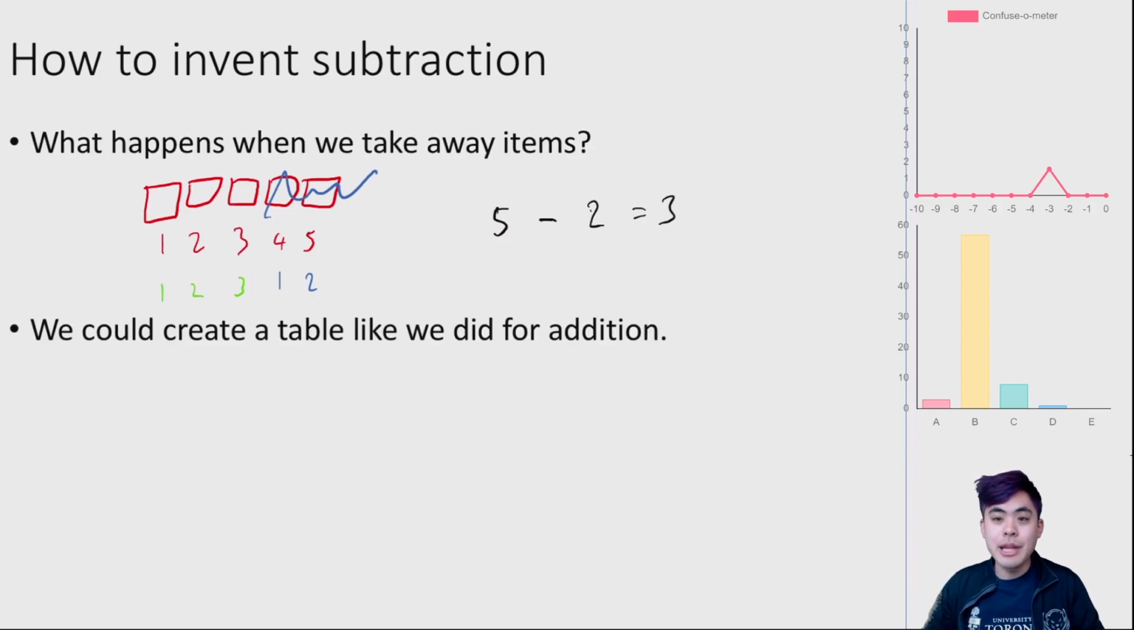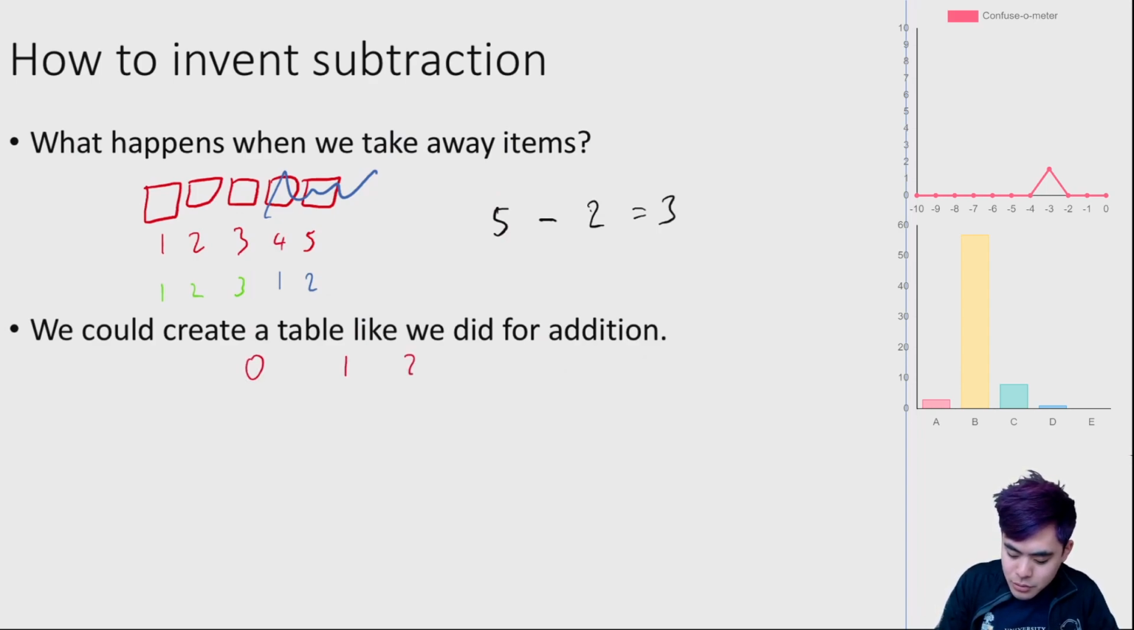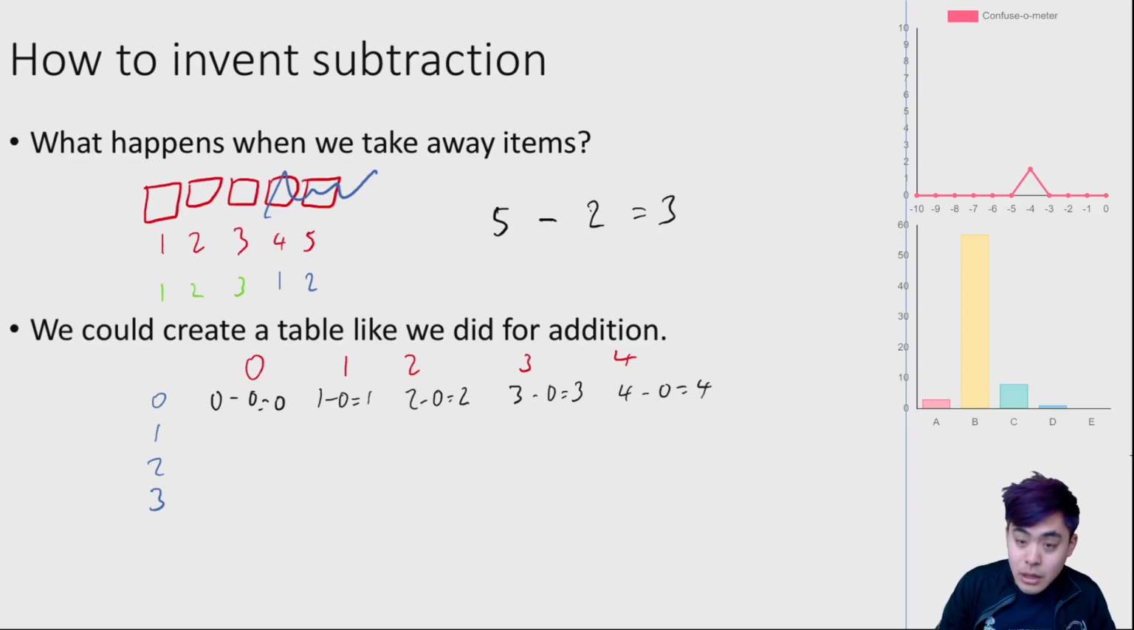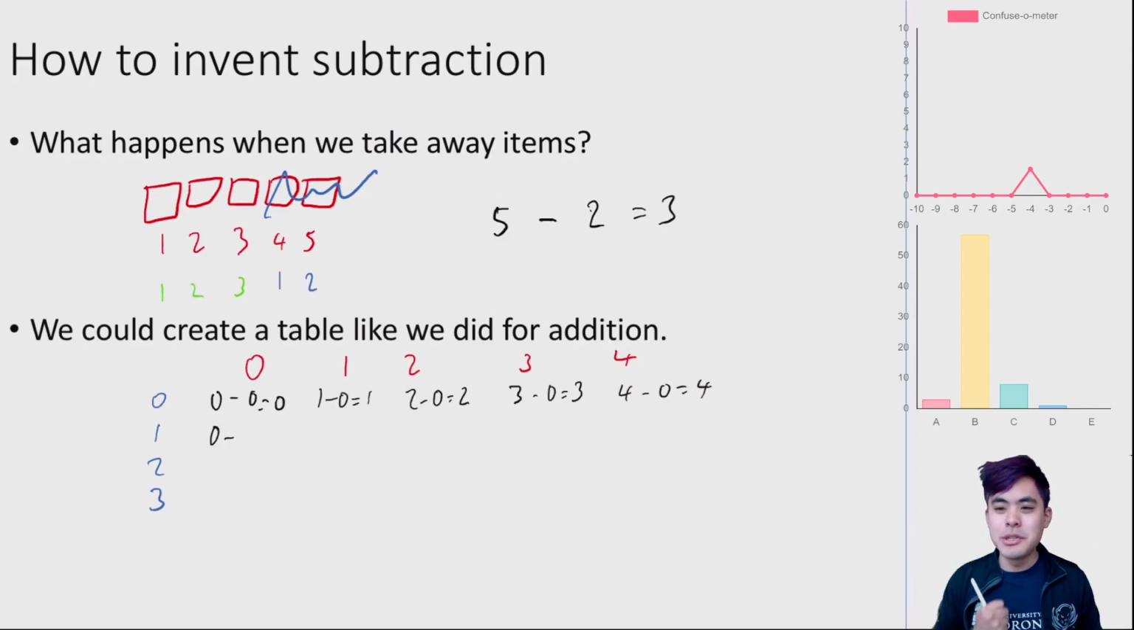So we can create a table like we did for addition. Let's say that we start with 0, 1, 2, 3, 4, and 0, 1, 2, 3. What happens if you start with 0 items and take 0 of them away? Then you're left with 0 items. If you have 1 item and you take 0 away, you're left with 1 item. 2 items, you take 0 away, you're left with 2, and so on. But then you run into trouble when you have no items and you take 1 away. What happens when you have 0 apples and I take 1 away? What does that mean?